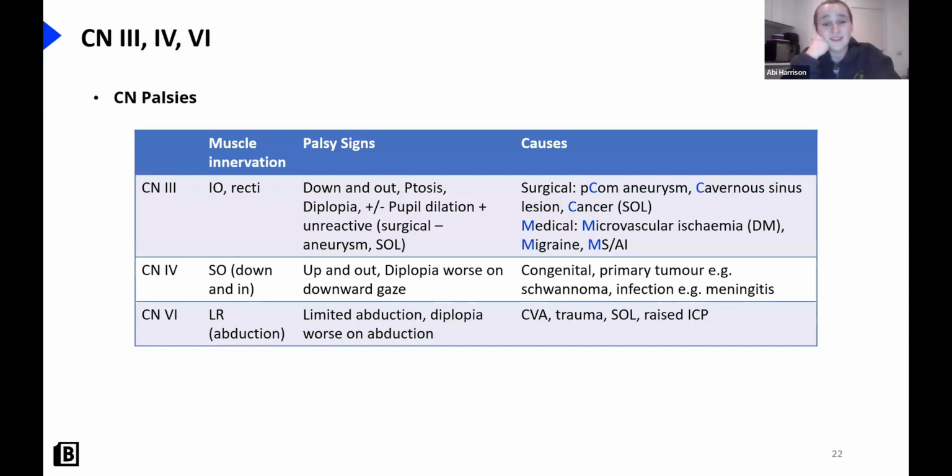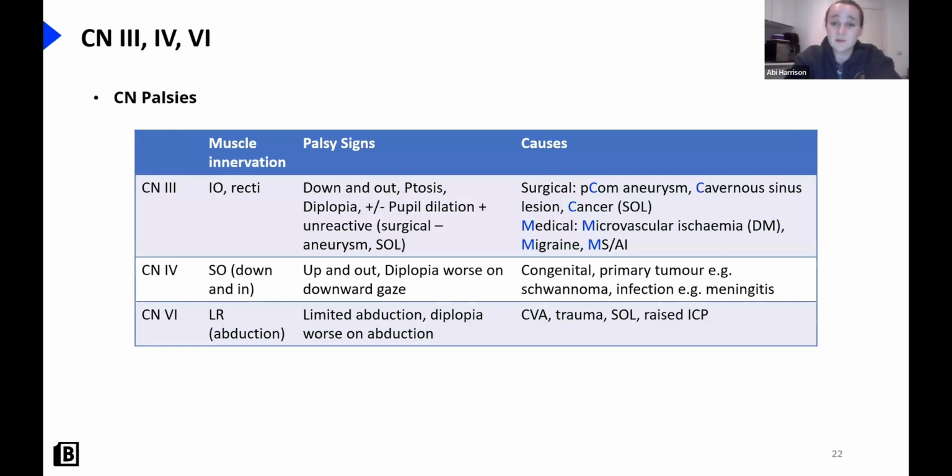You'll get ptosis because, as we spoke about, cranial nerve 3 supplies the muscles that are responsible for the upper eyelid movement, and you can get double vision. In a surgical cause, in the causes column on the far right, you can see they're the ones with the C's, you get compression of the parasympathetic fibers. Because they lie on the outside of the nerve, you get unopposed sympathetic tone, which causes pupil dilation and an unreactive pupil.